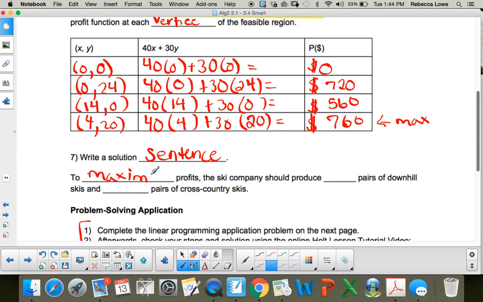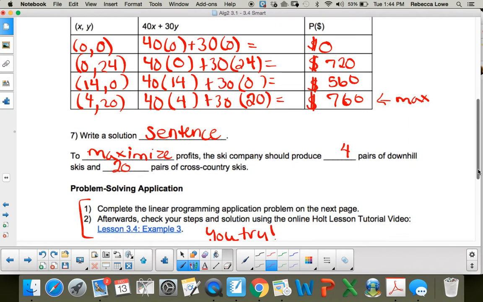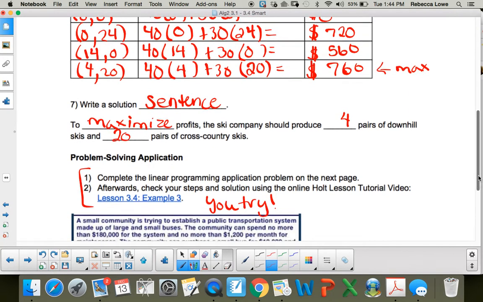To maximize the profit, the ski company should produce 4 pairs of downhill and 20 pairs of cross-country skis. And that's a linear programming problem. Definitely a lot of steps.